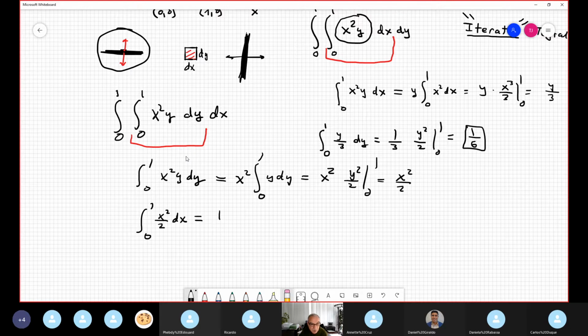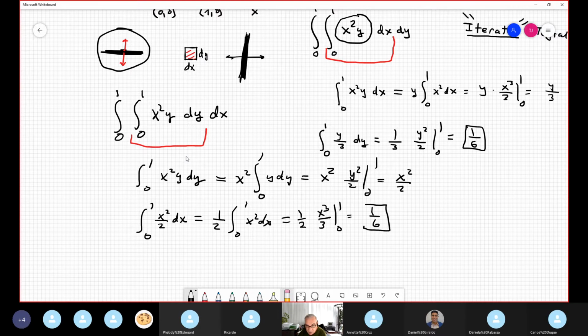Okay, entonces 1 half outside, integral from 0 to 1 of x squared dx. Es x cubed, 1 half is a factor, is a constant. x cubed divided by 3, evaluating between 0 and 1. And again, 1/3 times 1 half is 1/6.